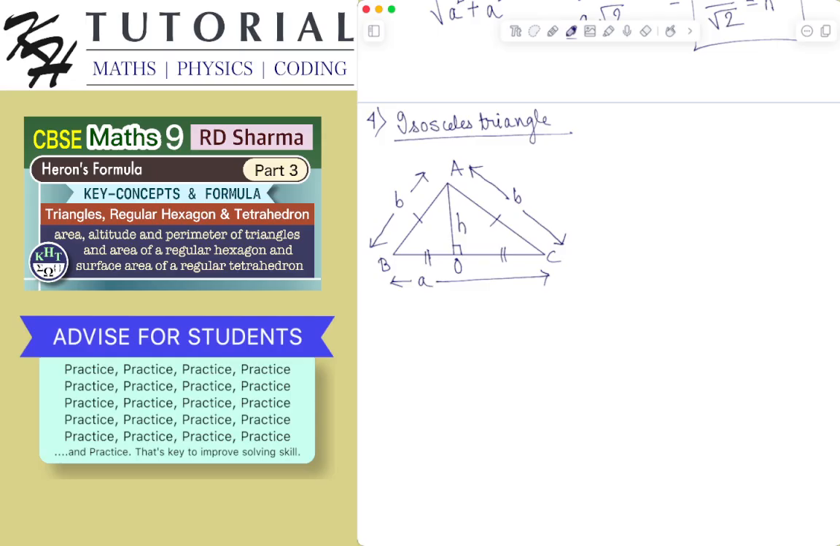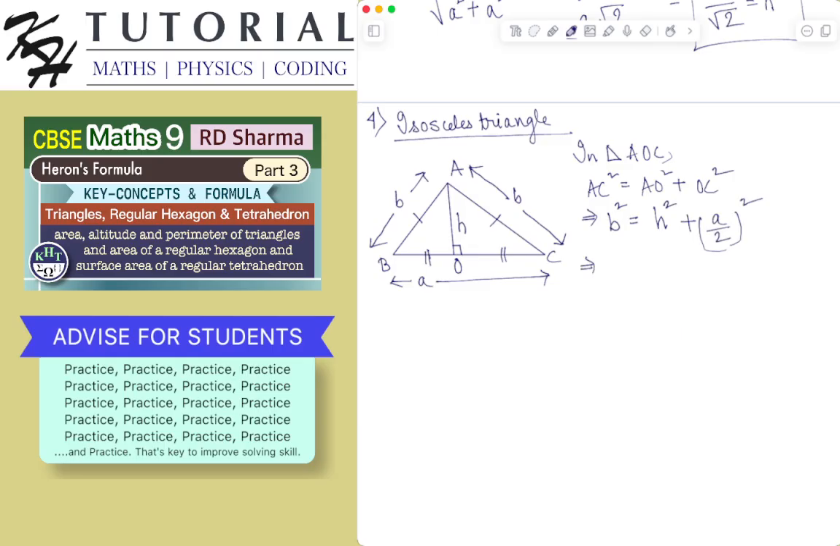Okay. So then in the right angle triangle AOC, using Pythagoras theorem, I have AC square is equal to AO square plus OC square. AC is one of the equal sides of the isosceles triangle whose length is b. So we have b square is equal to AO, the altitude corresponding to the side BC, h square plus OC. OC will be half of BC, and BC is a. So a by 2 square.